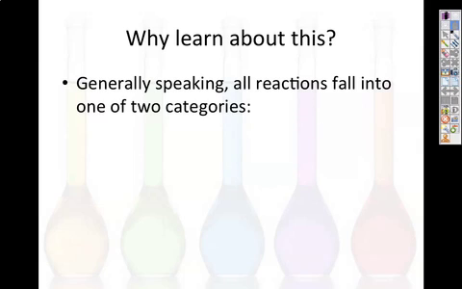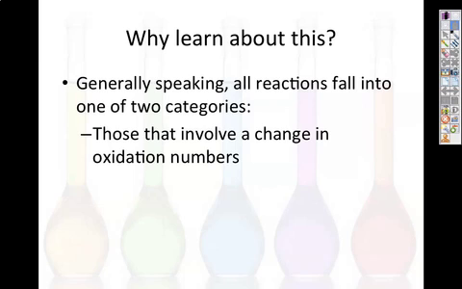So why are we learning about this? In general, all reactions fall into one of two categories, either those that involve a change in oxidation numbers or those that don't. Pretty straightforward, as long as we know what oxidation numbers are.